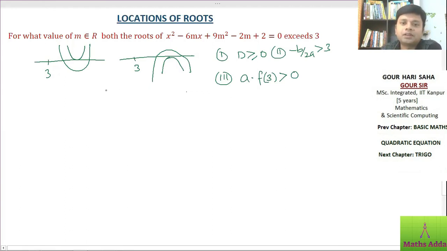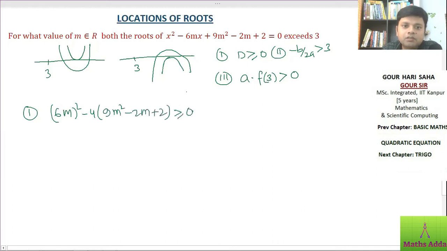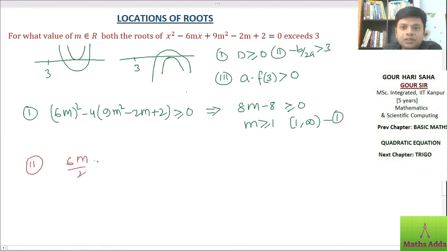Now write each condition and solve them. D greater than or equal to 0 first. 6m square is b square, minus 4a, where a is 1, then c is 9m square minus 2m plus 2, greater than or equal to 0. 36m square, 36m square will cancel out, it is 8m minus 8 greater than or equal to 0. This is m greater than or equal to 1, that is 1 to infinity. This is first. Second is minus b by 2, that is 6m by 2 is greater than 3. This means m is greater than 1.